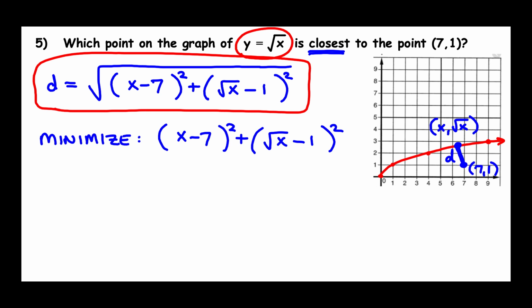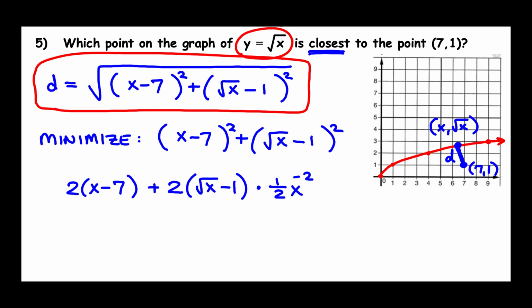All right, to minimize, let's take the derivative. That'll be 2 quantity (x minus 7) to the first. No chain rule on that because it's times 1. Plus 2 quantity (radical x minus 1) to the first. But there is a chain rule there. The derivative of the square root of x is 1/2 x to the negative half. We're going to set that whole mess equal to 0.